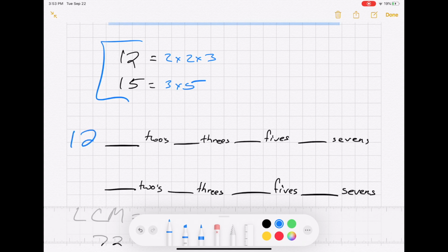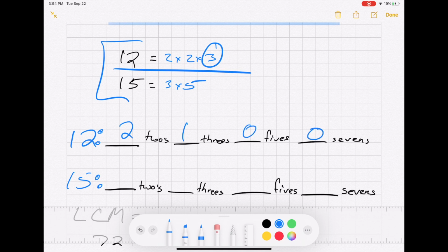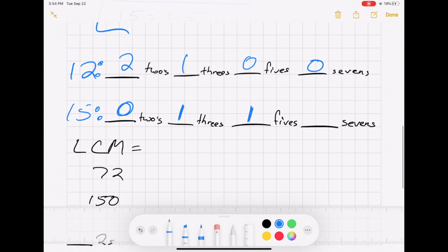So this is going to be 12 here, and this is going to be 15. So how many 2s do I need for 12? I need 2 2s, and I need 1 3, right here. And I need no 5s and no 7s. For 15, 0 2s, 1 3, and 1 5. Okay, what this tells me, so now I don't need the top information.